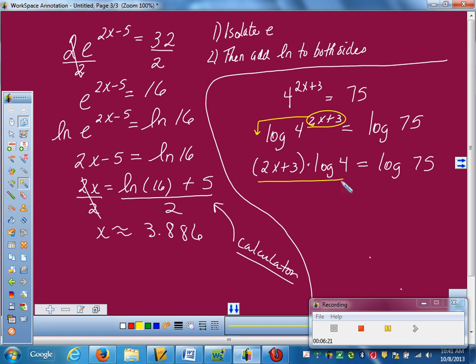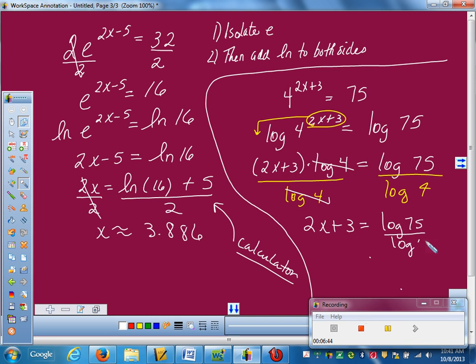So yes, Colin's right. I don't want that log of 4 over here with my x. I'm going to get rid of it. I want it on the other side, out of the way. So that means you're only left with 2x plus 3 equals this icky fraction.